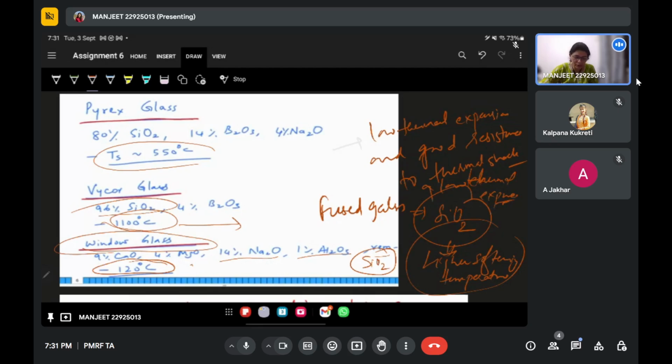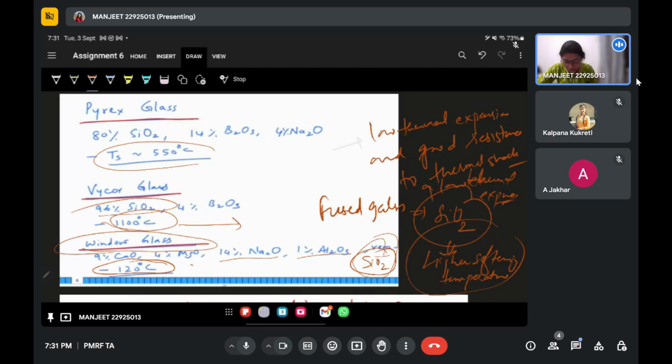Window glass has the least silica compared to the others, with Vycor glass second and Pyrex third. So the softening temperature, because window glass has a lower silica amount, will be lower.